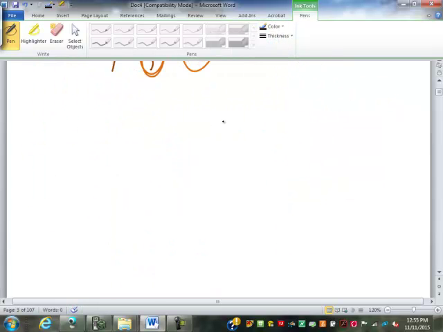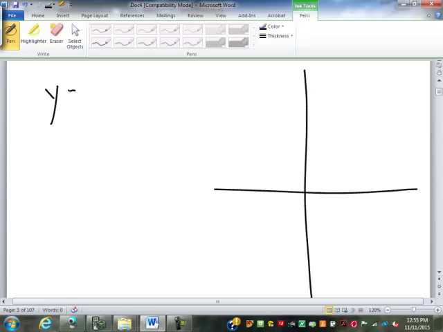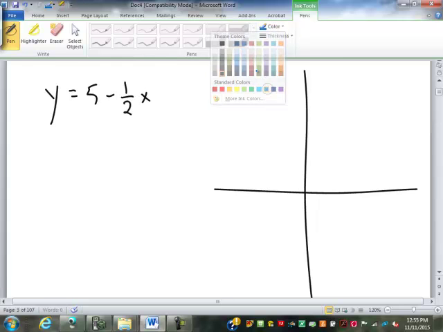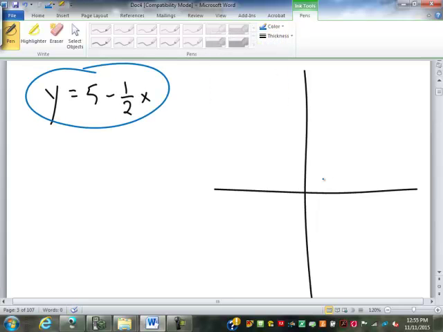So let's look at an example that's a little bit different. Where would I start with this one? 5. Even though it's in a different order, that's a positive 5. That's the number that's added or subtracted. So we go up 1, 2, 3, 4, 5. Start there. Now x is multiplied by a negative 1/2. So from that point we go down 1 and over 2, right there.